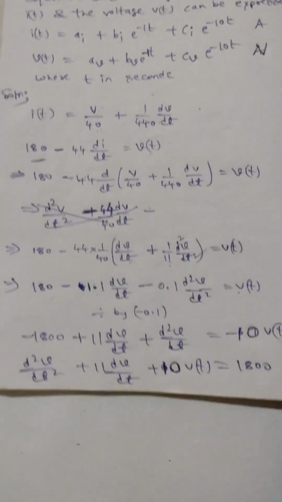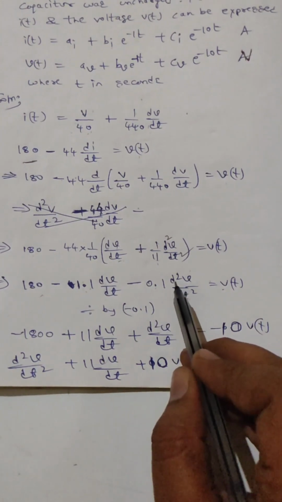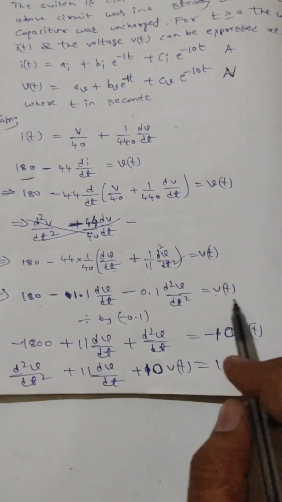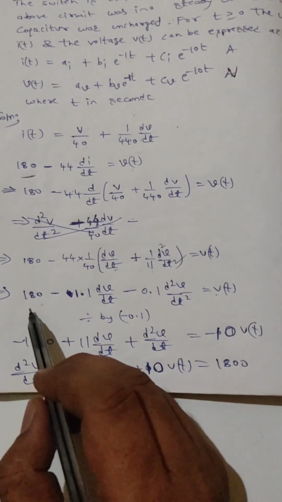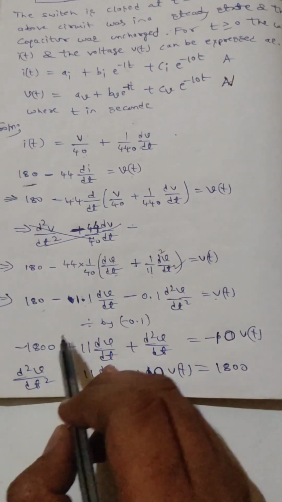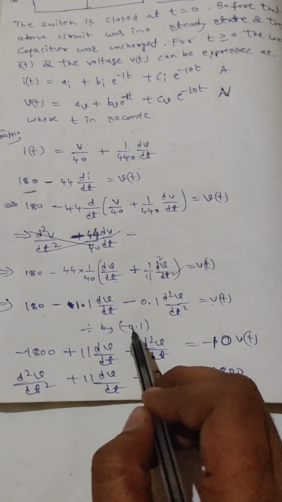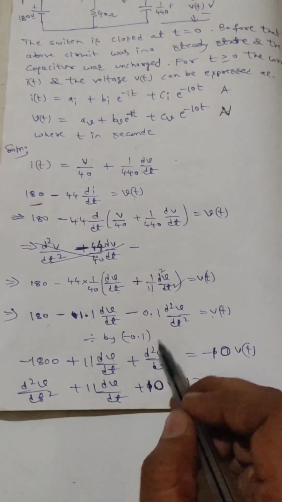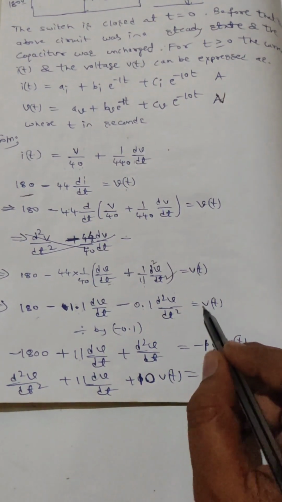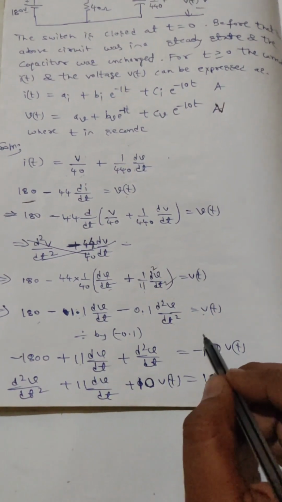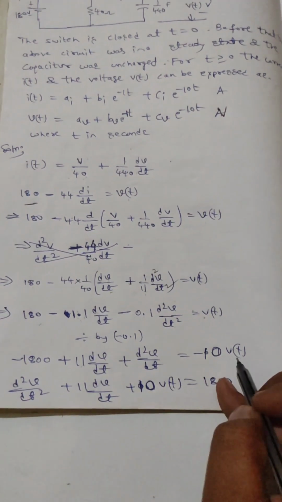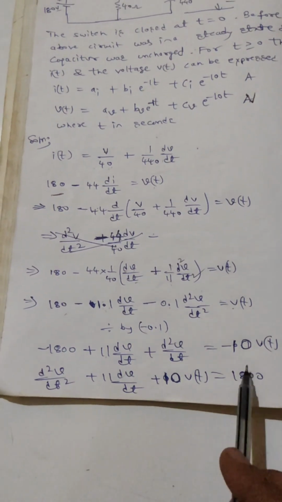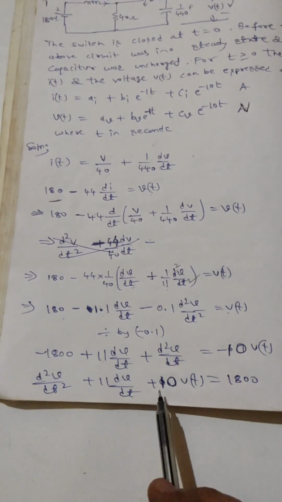Now divide by the coefficient of d square V by dt square. What is the coefficient of that? Minus 0.1. Divide the entire equation by minus 0.1. By doing that, 180 by minus 0.1 gives minus 1800. Minus 1.1 divided by minus 0.1 gives 11 dV by dt. Minus 0.1 by minus 0.1 gives plus d square V by dt square, equal to, now here also V of t divided by minus 0.1. 1 by minus 0.1 is minus 10, so minus 10 V of t. Now the minus 1800 I take to the right side, it becomes plus 1800, and minus 10 V of t taken to the left hand side becomes plus 10 V of t.